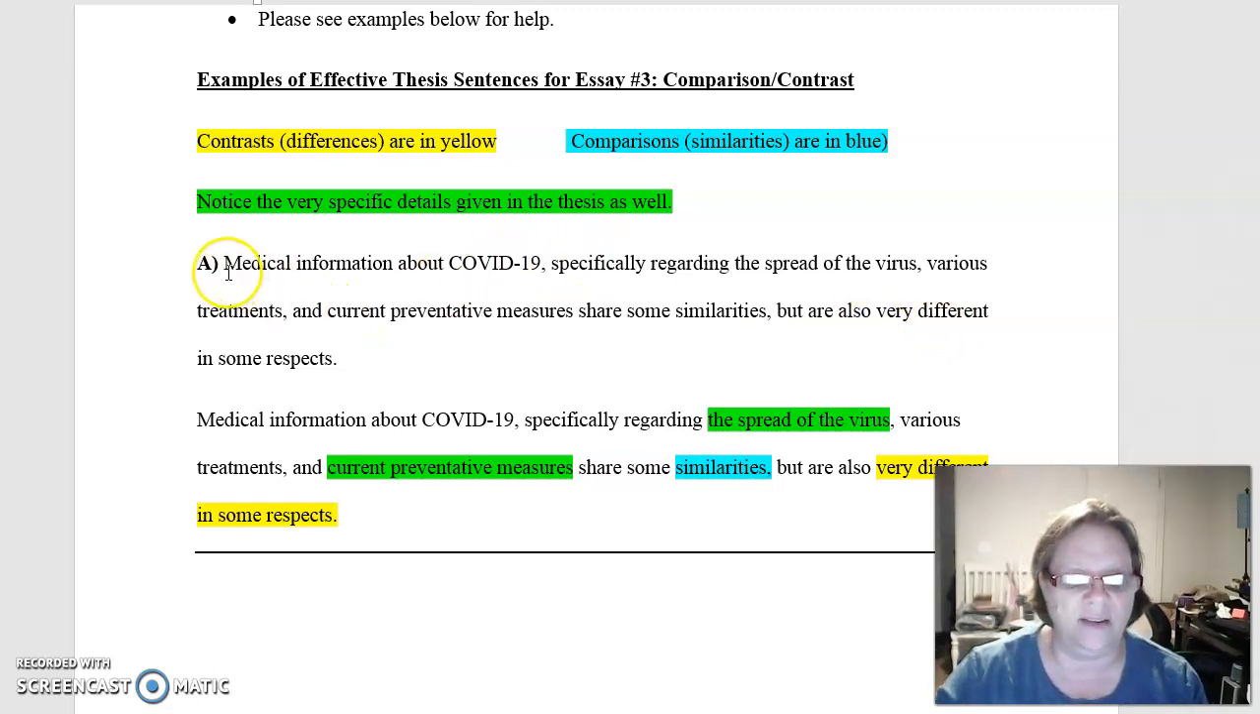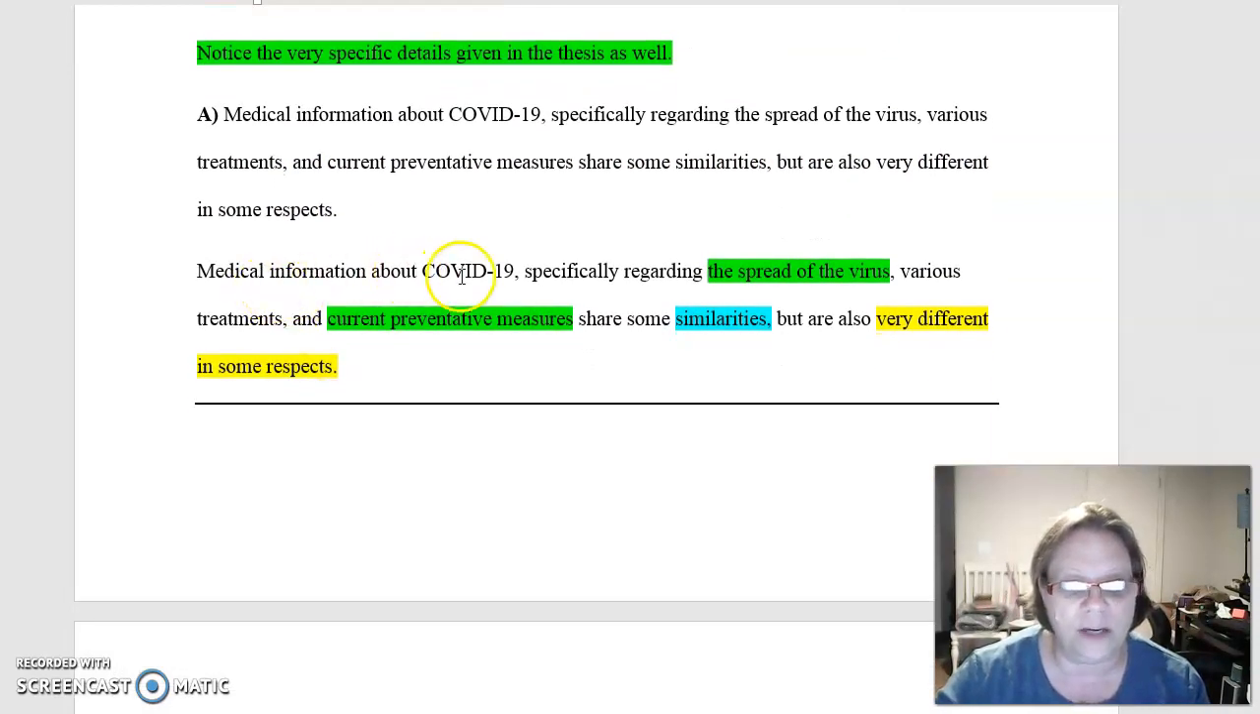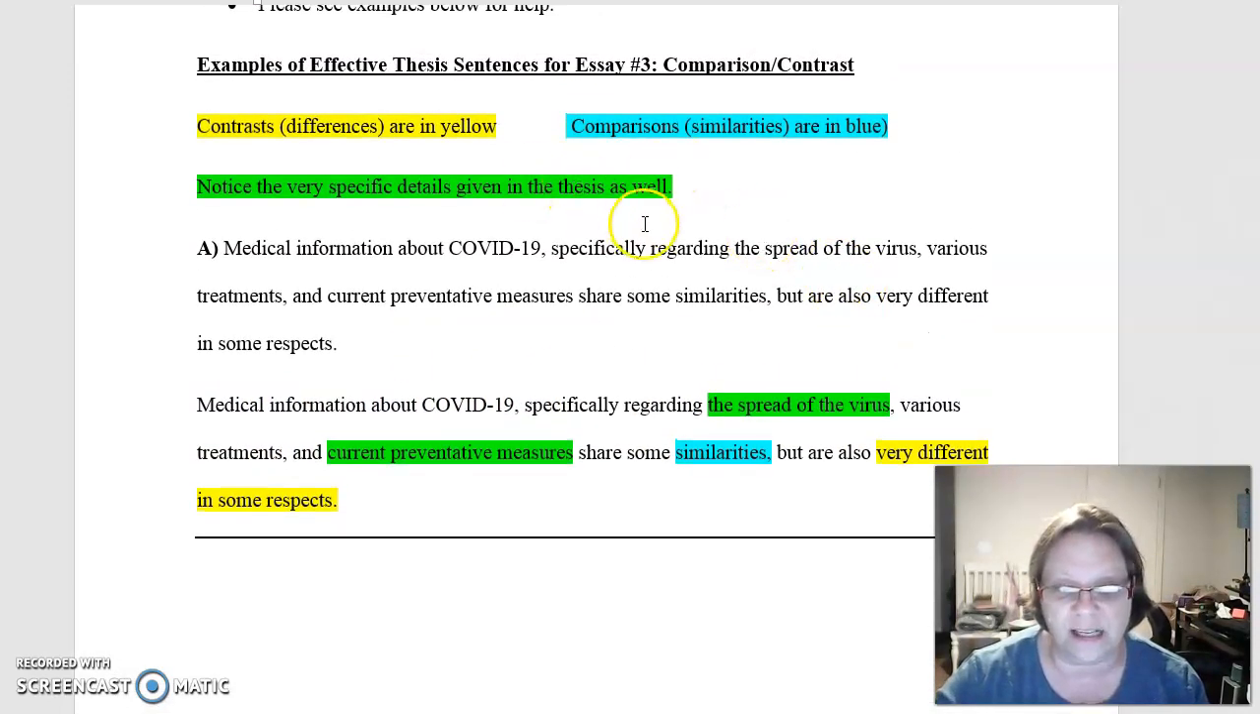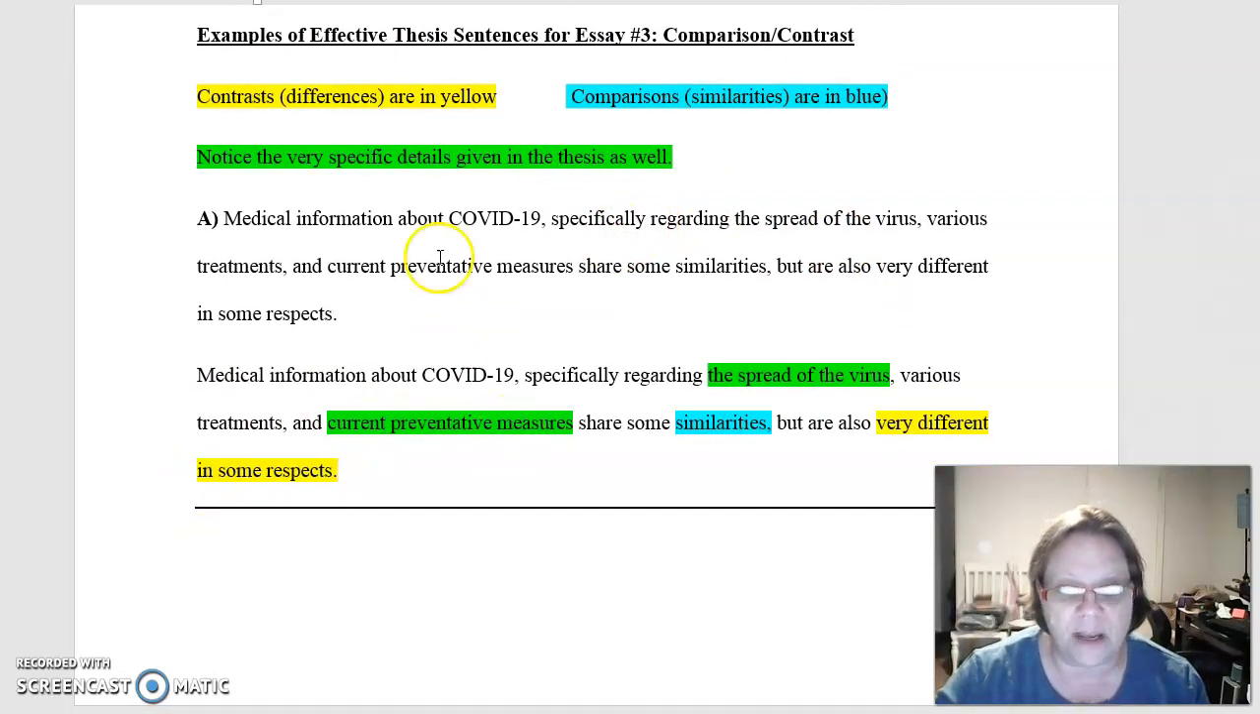So this thesis says, medical information about COVID-19, specifically regarding the spread of the virus, various treatments, and current preventative measures share some similarities, but are also very different in some respects. Okay, so let's go through here. Medical information about COVID, specifically regarding the spread of the virus, you'll see there that's a specific detail. Current preventative measures, that's another specific detail. Share some similarities, so there's the mention of the similarities that are going to be discussed, but are also very different in some respects, so those are the differences.